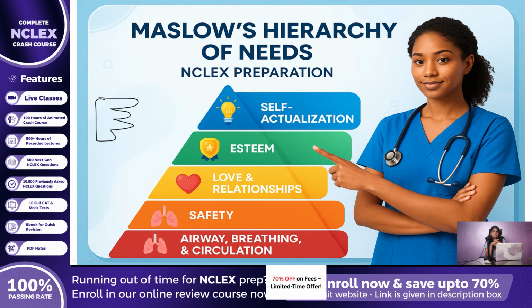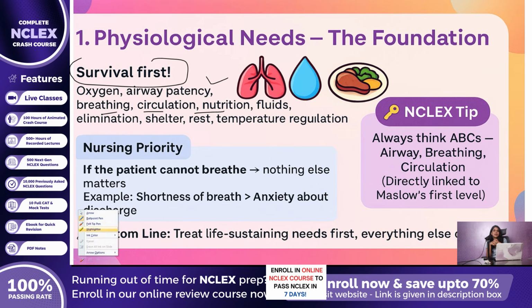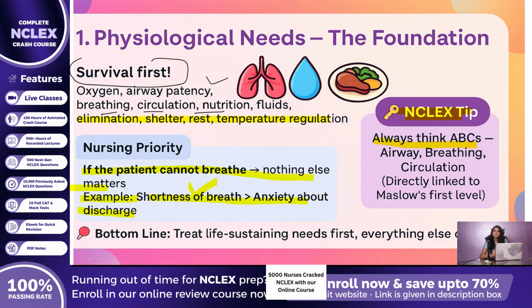At the very bottom of Maslow's pyramid are physiological needs, which are essential for human survival. These include oxygen, airway patency, breathing, circulation, nutrition, fluids, elimination, shelter, rest, and temperature regulation. In nursing, this means if your patient cannot breathe, nothing else matters until the airway and oxygenation are addressed. For example, between a patient who is short of breath and another who is anxious about discharge, the patient with respiratory distress takes priority. NCLEX tip: always check whether the problem falls under airway, breathing, circulation, ABCs. These align directly with Maslow's first level.